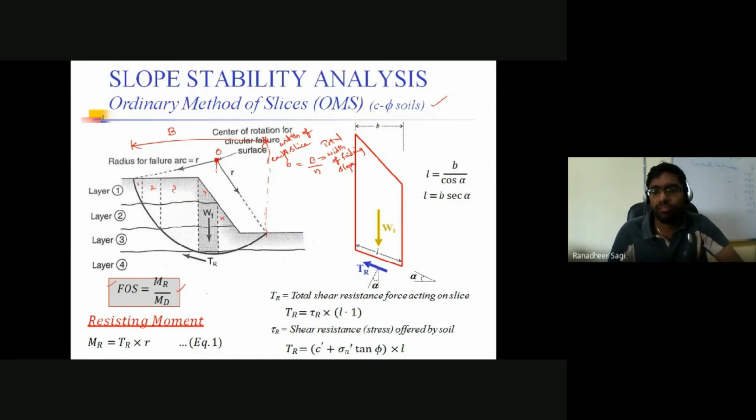Now let's quickly understand. Let's say I'm choosing one slice where the width of that slice is B. The weight of that chosen slice is W, or more specifically I can write it as W_i. The i indicates it is the ith slice. It could be any slice, slice 1, slice 2, slice 3 or slice 4. So i here refers to the ith slice.